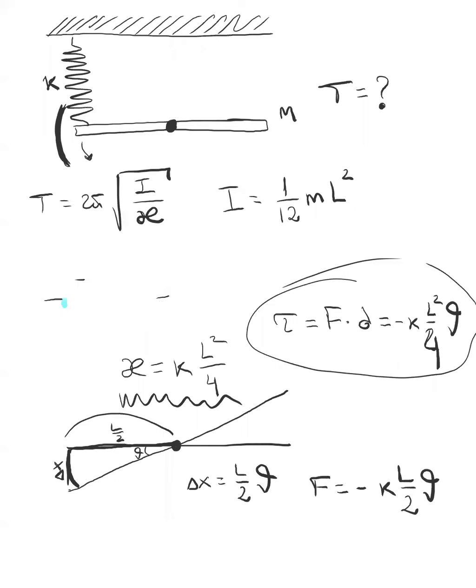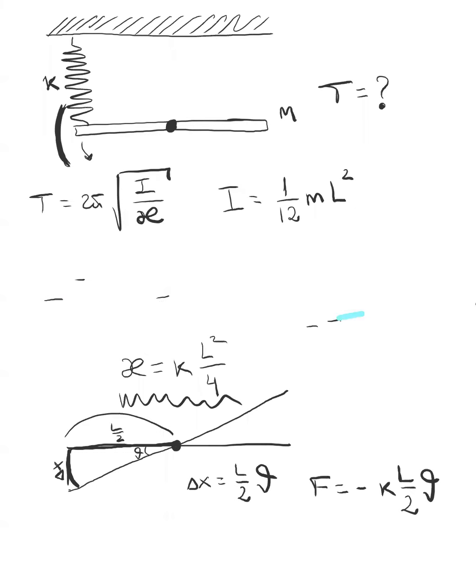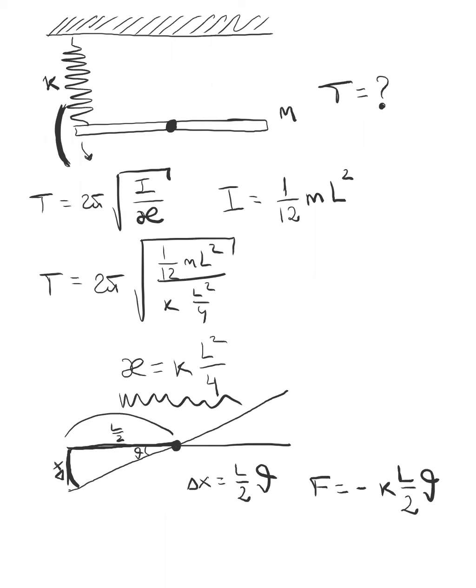So let's use that in my equation for the period. What do we have here? We have period equals 2 pi square root of 1/12 of mass times length squared divided by k L squared divided by 4. Length will cancel out. That's good because I didn't have length given in the problem, so I was hoping it would cancel out. And then I get 2 pi times the square root of m divided by 3 k.